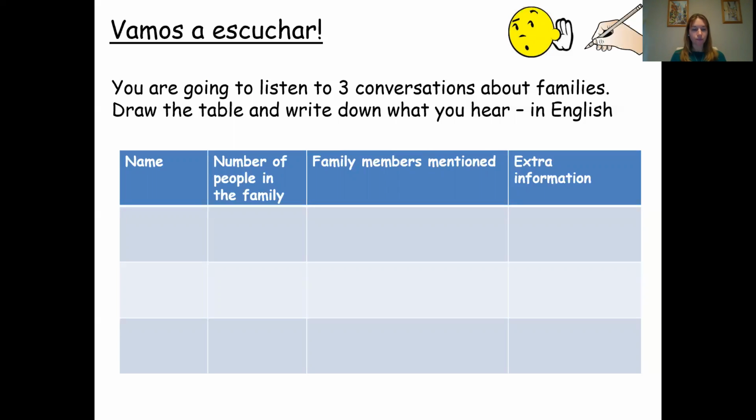Número 2. Hola, me llamo Lucas. En mi familia hay 9 personas. Yo, mi madre, mi padre, un tío y una tía. También tengo 3 primos y una prima. No tengo hermanos.